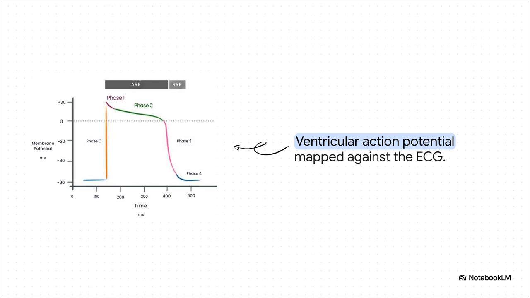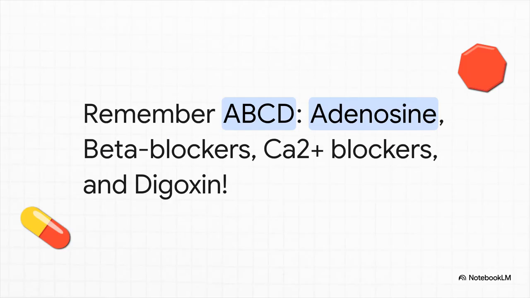Phase 0 is that rapid electrical upstroke from sodium rushing into the cell, and boom, that's exactly what creates the QRS complex. But check out Phase 2. That plateau in the middle is driven by a slow, steady influx of calcium. And clinically, that cellular plateau creates the ST segment. If you can picture this graphical curve in your head, you basically have the blueprint for understanding how almost every antiarrhythmic drug works.